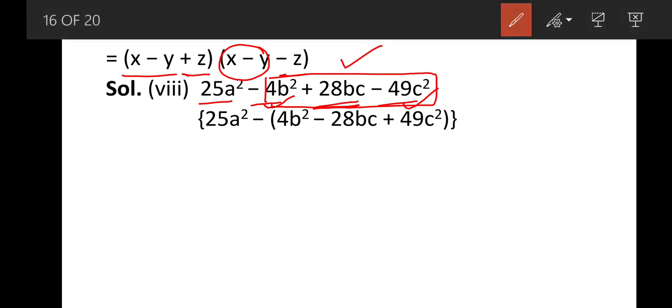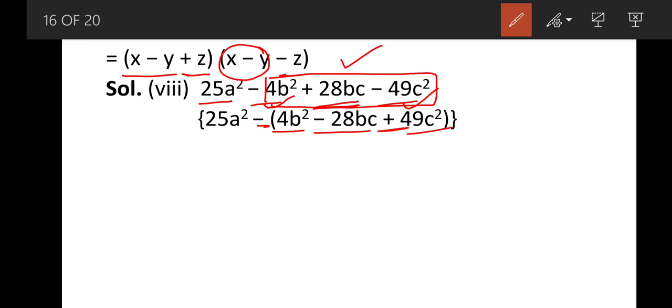So what I have done, I have changed the sign. Minus sign I have taken out. It will remain 4b square. Minus minus, it will give you plus 28bc according to the previous step. Now it was earlier minus sign. I have taken minus common or minus outside. So it will be plus 49c square.